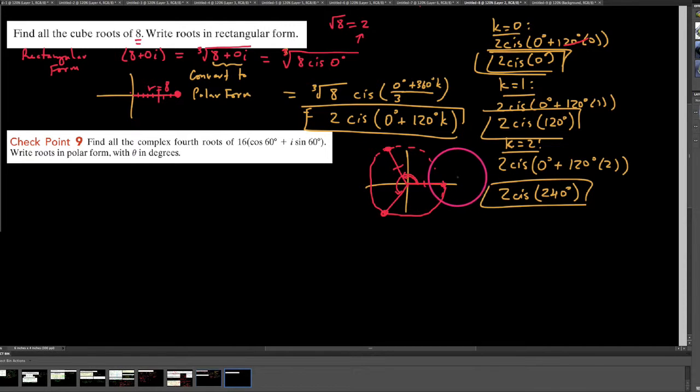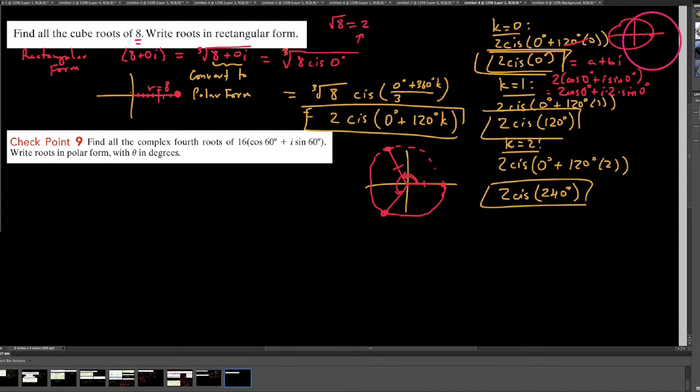Now the other thing we want to do is make sure that we can write these in standard form. That is to say, 2 CIS 0 here, could we write this in a plus bi form? Certainly we can. We'd say that this is 2 cosine of 0 degrees plus i times the sine of 0 degrees. If we were to distribute here, we get 2 cosine of 0 degrees plus i times 2 times the sine of 0 degrees. Our sine and cosine values at 0 degrees: we get a cosine value of 1 and a sine value of 0.